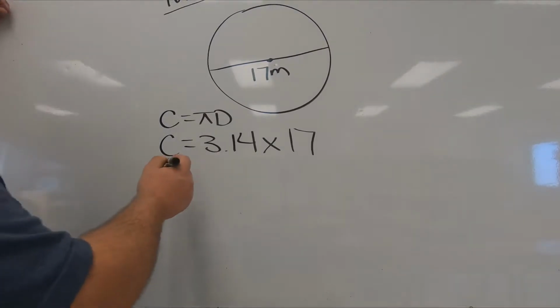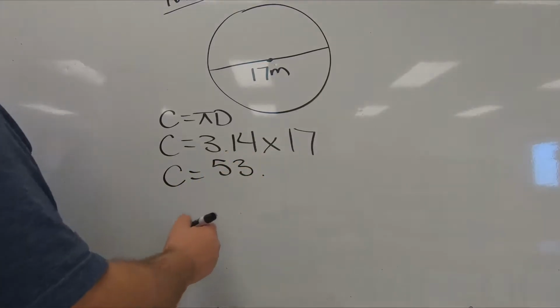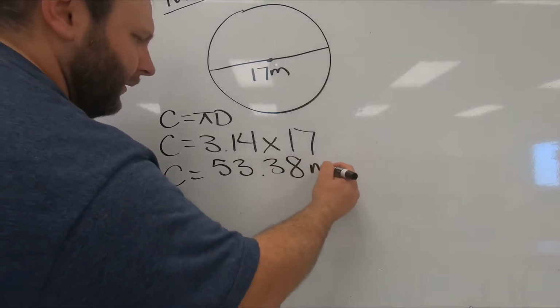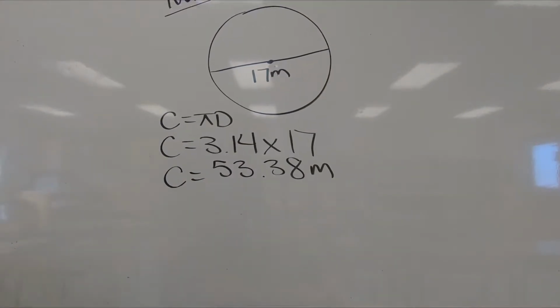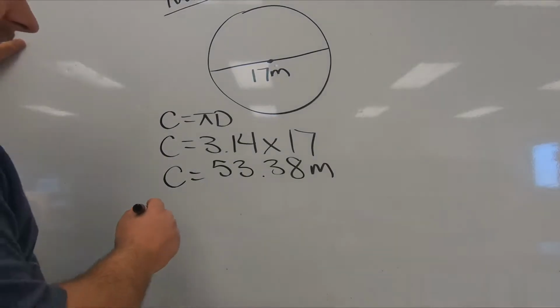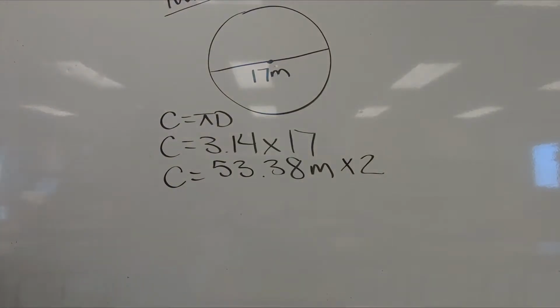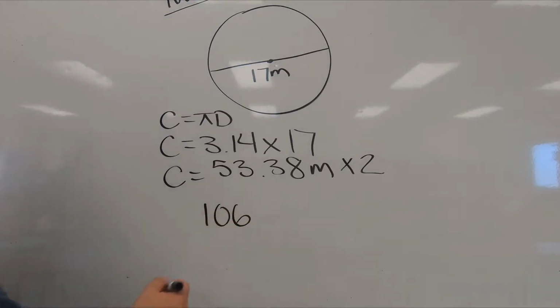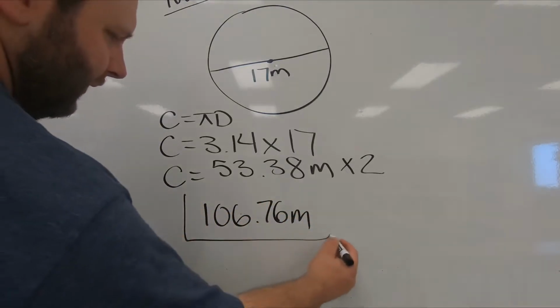And either way, when you come to your answer, you're going to end up with 53.38 meters. Now, that's not it, though, because the question wasn't what's the circumference. The question was how far did he skate if he goes around twice? So the last thing we need to do is multiply our circumference, or the distance he went around once, by 2, which would give us an answer of 106.76 meters is what he traveled.